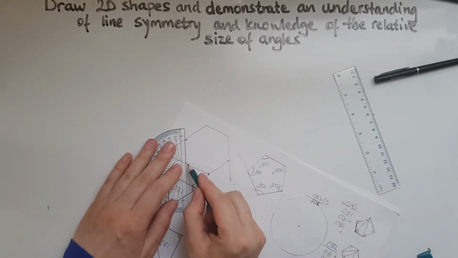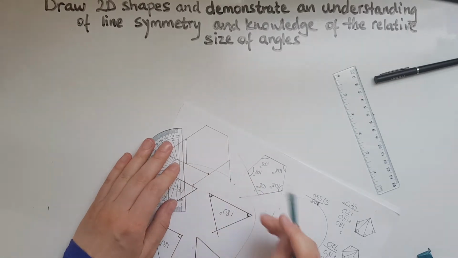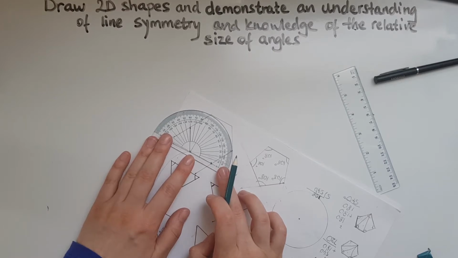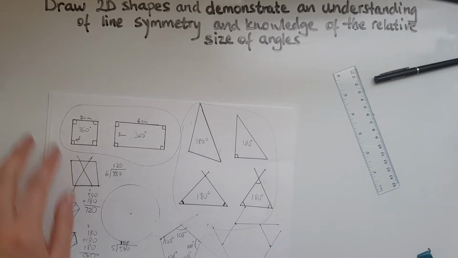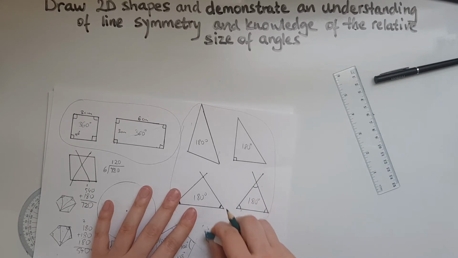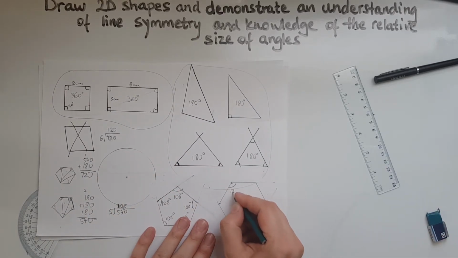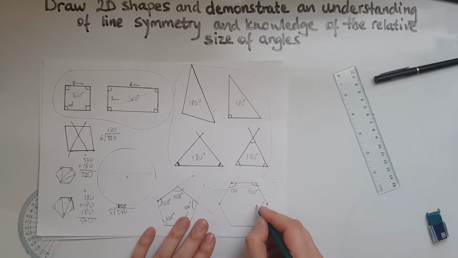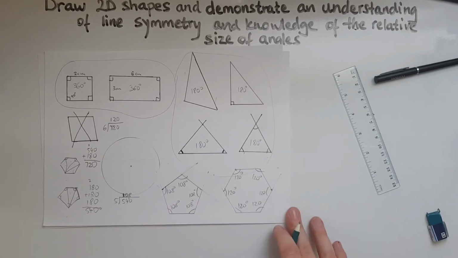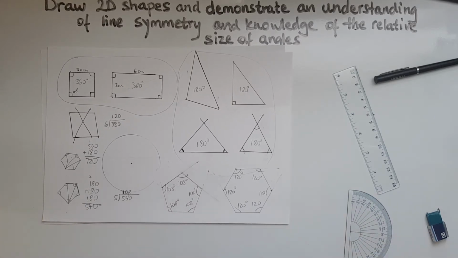Now, if we just join these two dots together, it should be 120 as well. Yeah. So it is 120, and that's 120. So all of these angles measure 120 degrees. So I've just drawn a regular hexagon.